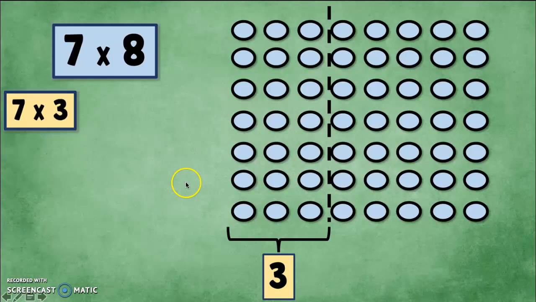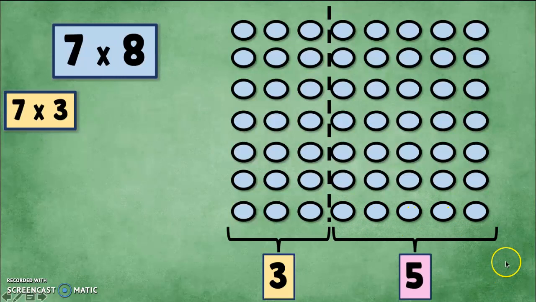Good, 7 times 3. That's going to be that first chunk that we made. Friend, what about this other part? What did I do there? How many are going across now? Yes, 1, 2, 3, 4, 5. 5 on this side. Remember I said look for that 5.